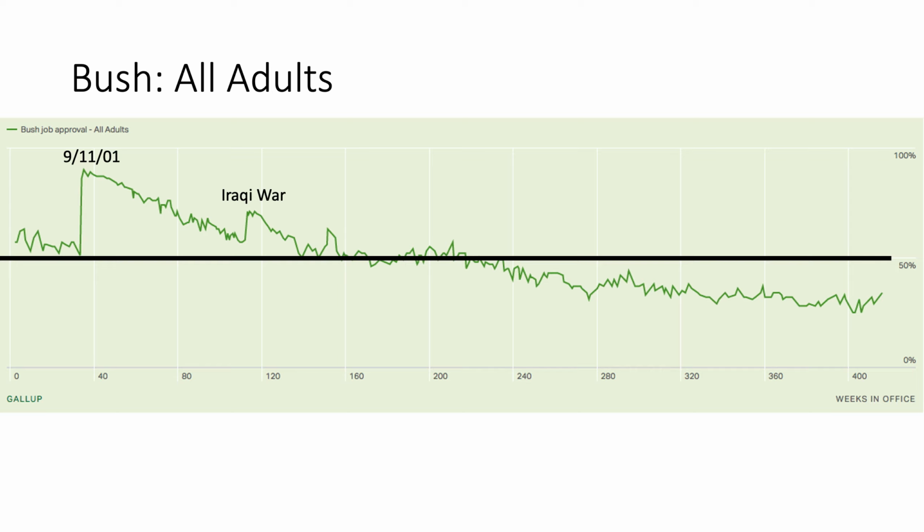Now, this is all adults, but again, we have the beauty of breaking out by partisan identification. Here's George W. Bush among Republicans.